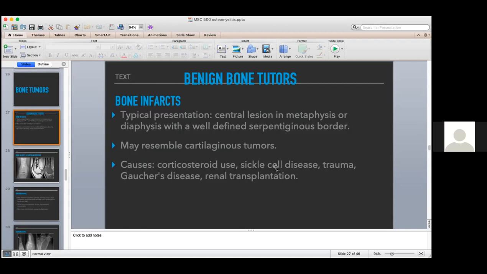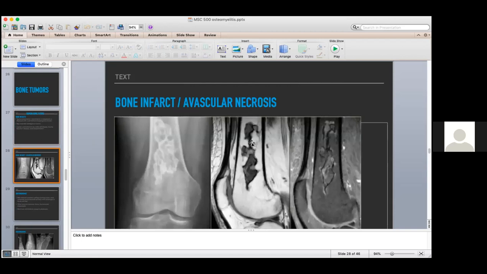So how do they look on X-rays? You can see this is an MRI. So you can see what we call a serpiginous lesion, snake-like, okay? So if I see this X-ray, I will just tell you this is a bone infarct. Don't do anything about it, okay? Unless the patient gets a fracture, then there's no need for you to do anything else.